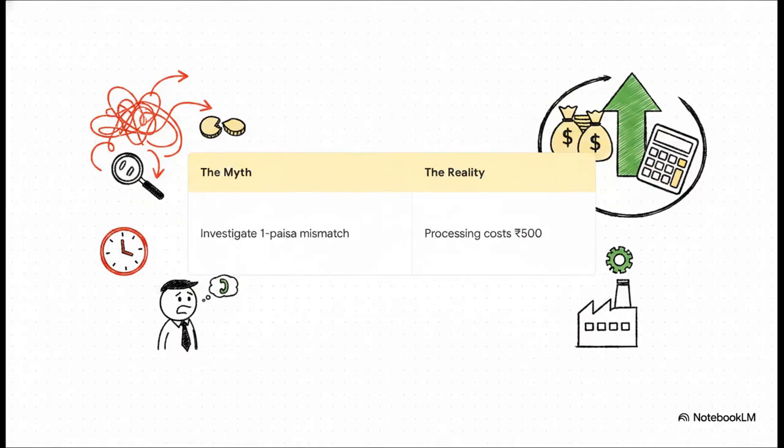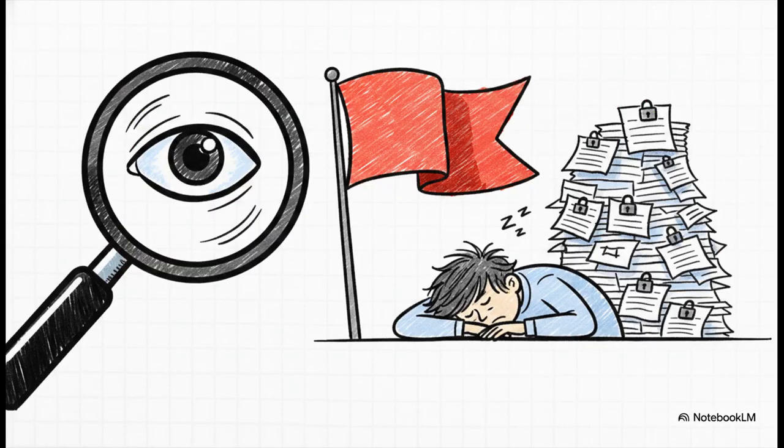Now, this brings us to a major beginner's myth that we see all the time. People constantly think every single tiny mismatch has to be aggressively investigated. Like if the PO says 100 rupees and the bill says 100 rupees and 1 paisa, they think you have to hold everything, call the vendor, and demand a correction. But here's the mathematical reality. Processing a single invoice costs a company around 500 rupees in employee time and overhead. So wasting an hour of a salaried accountant's time to investigate a 1 rupee difference, you are quite literally losing the company money.